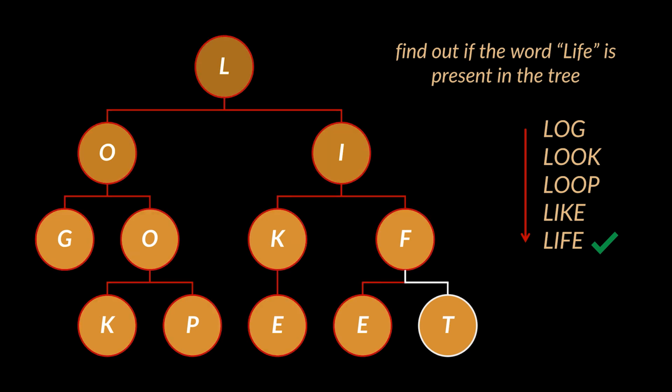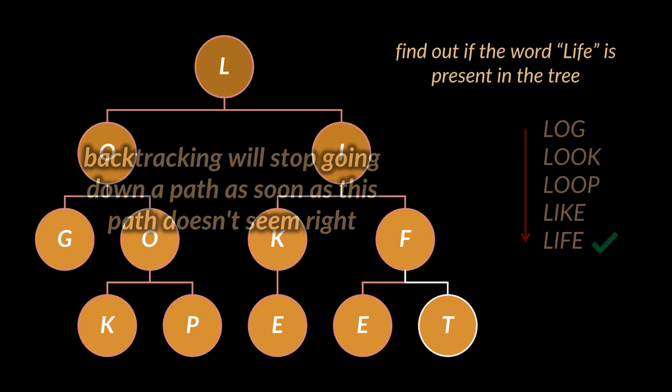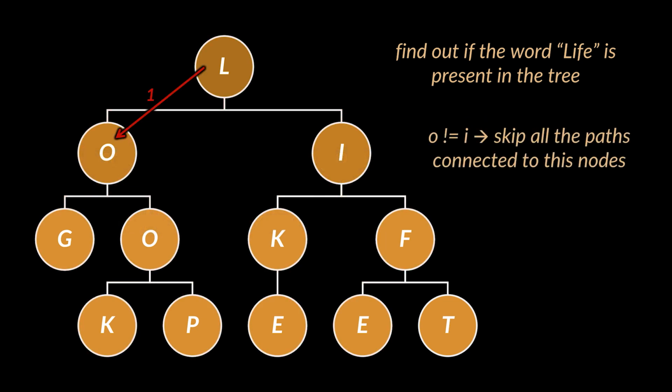In the tree you see our brute force approach had to go down 5 paths and 11 nodes before it finally found the right branch for the word life. On the other hand, the backtracking way of solving this problem would stop going down a path and backtrack as soon as this path does not seem right. In this example we will start at the root, and as soon as we visit its left child we will notice that all the paths this node leads to will not generate the desired result. Because of this, we backtrack.